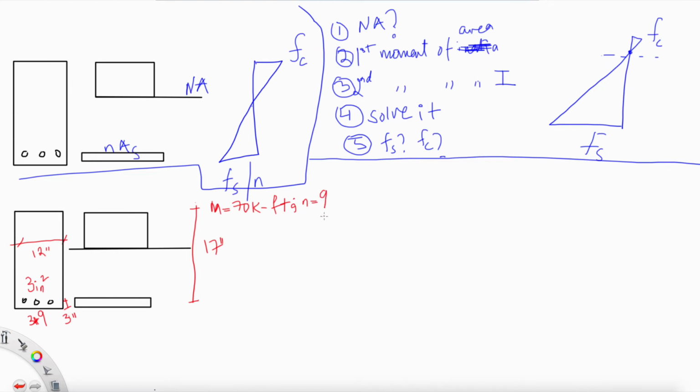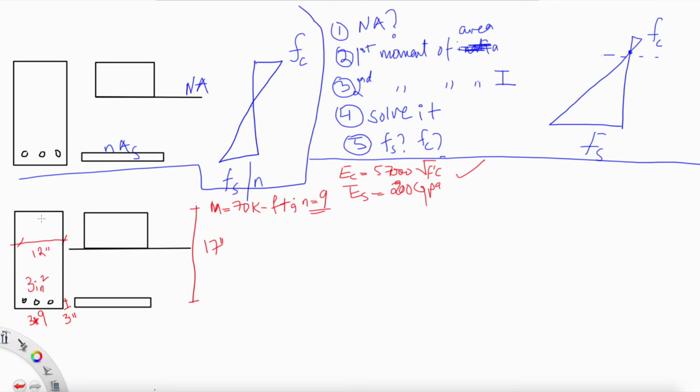And I told you, if this is not even given, we can get it. Just Ec is, as I told you, 57,000 radical fc prime. You can get it, and then Es is fixed, 200 gigapascal. So even if this is not given, you can compute it, but you have to have the fc prime. And of course, in this example, there's no need to give the fc prime. I'm just giving you the n directly, right?